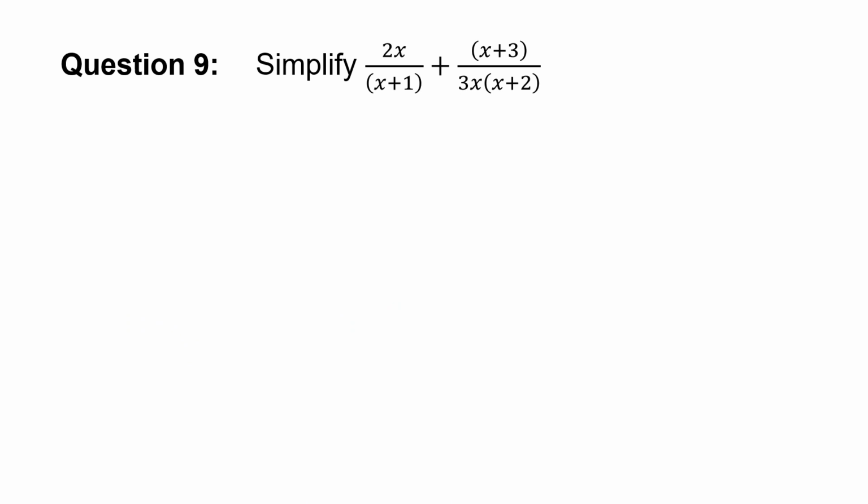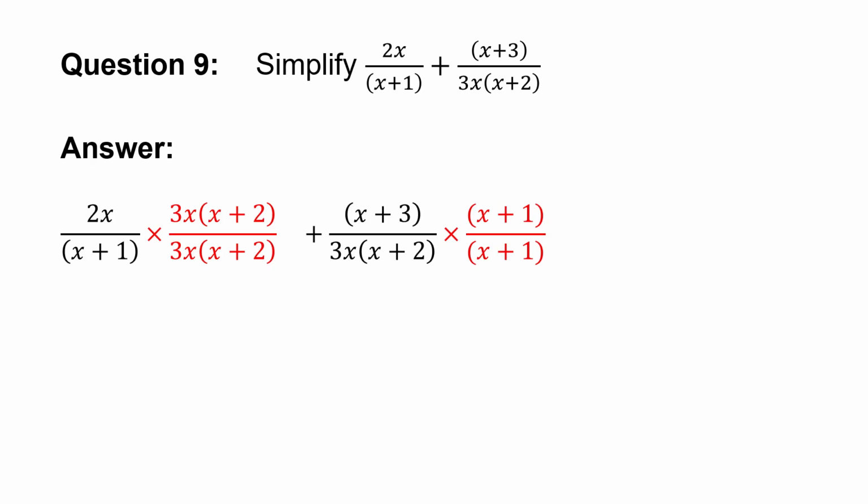So for question 9, we have an addition here. So what we want to do is make the denominators the same on both sides. I'm going to propose that we make the denominator equal to 3x times x plus 2 times x plus 1 on both sides. To do this, we have to multiply the left-hand side by 3x times x plus 2, top and bottom. And we need to multiply the right-hand side by x plus 1 over x plus 1.